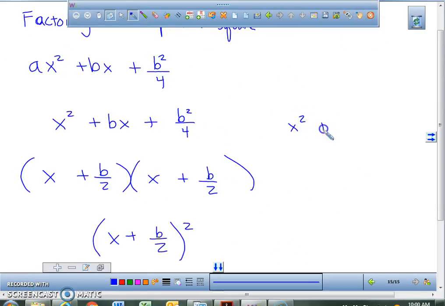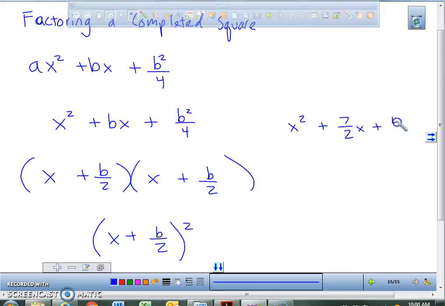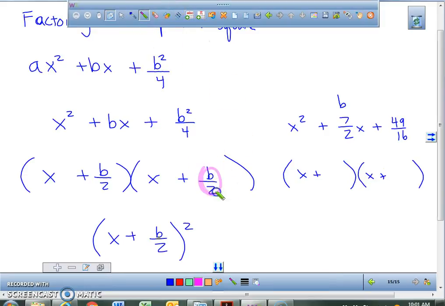So we have x squared. What was our last one that we just did? We completed the square, the more difficult one: x squared plus 7 over 2x plus 49 over 16. So what we're going to do is factor this one right now. How do we take this expression and factor it? Remember, this is our b value, right? And we say it's going to be x plus our what? Our b value divided by 2.